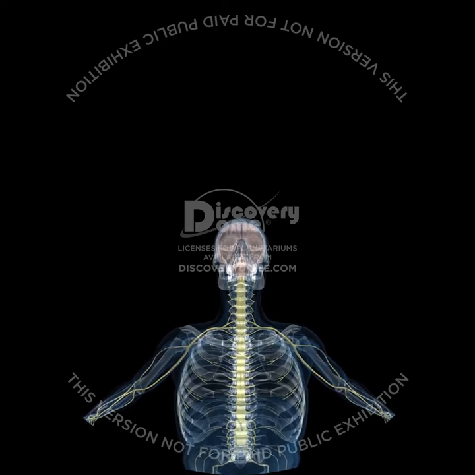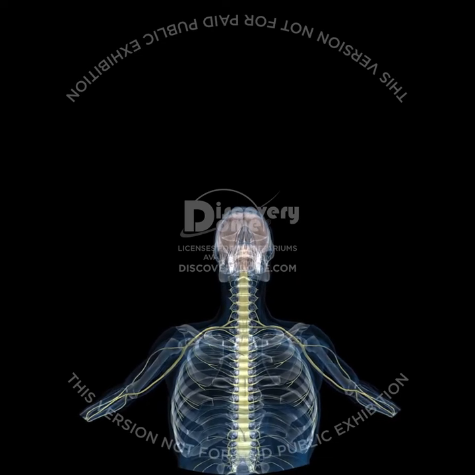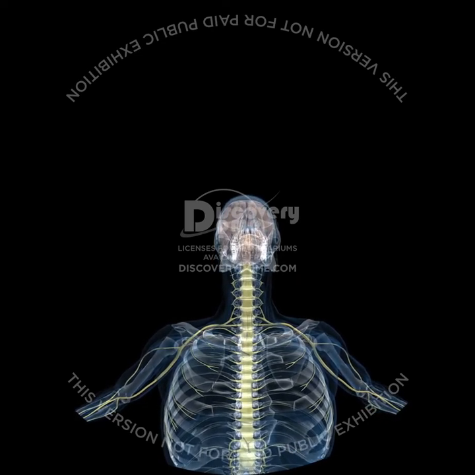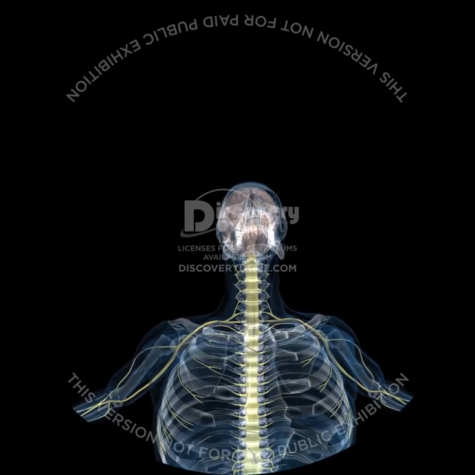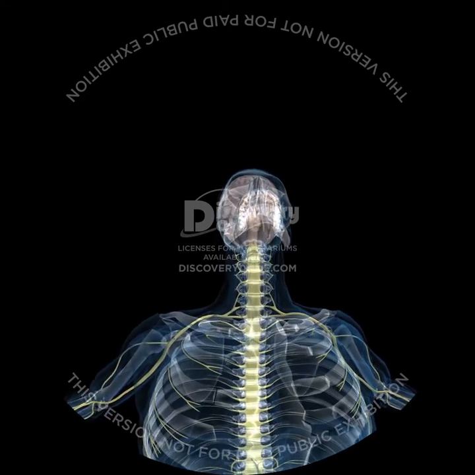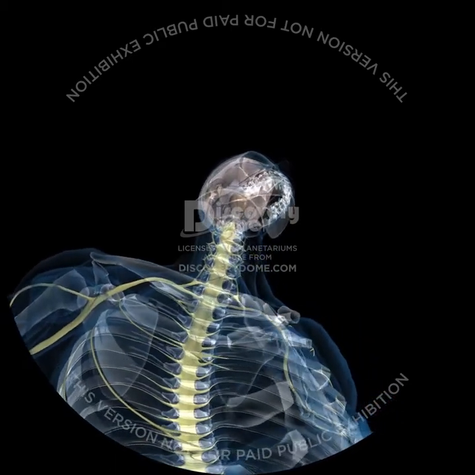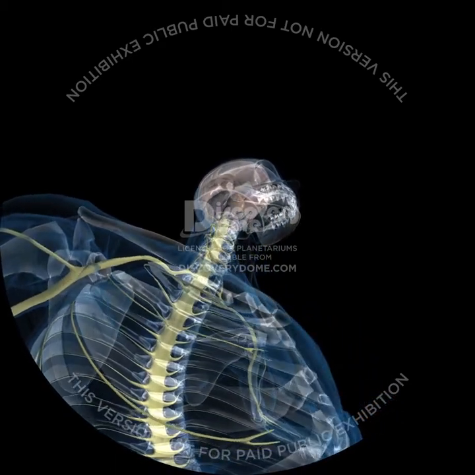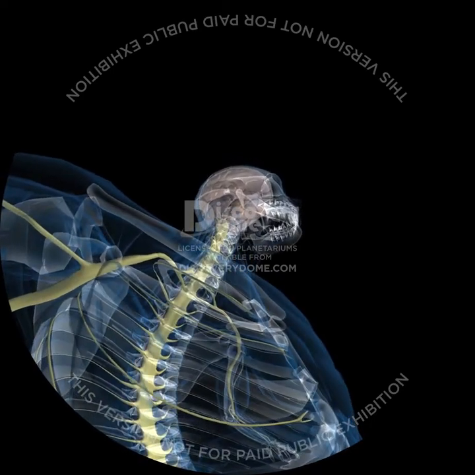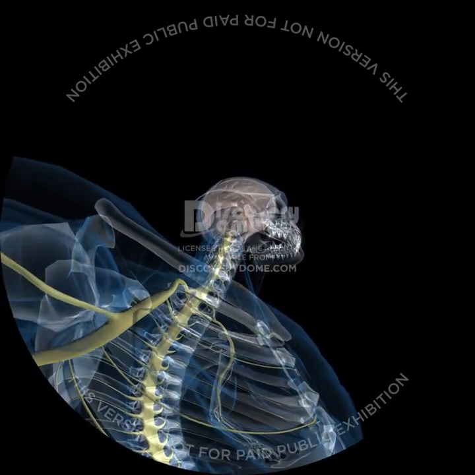Master control for this complex superhighway is the nervous system, with nerves spread throughout the body, connected to the spinal cord and the brain. The brain contains about 100 billion nerve cells or neurons and trillions of support cells. The spinal cord lies within the backbone and connects the brain to the rest of the body.